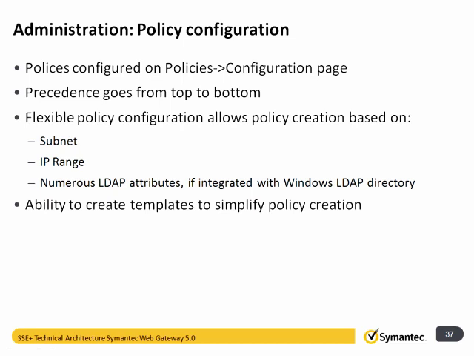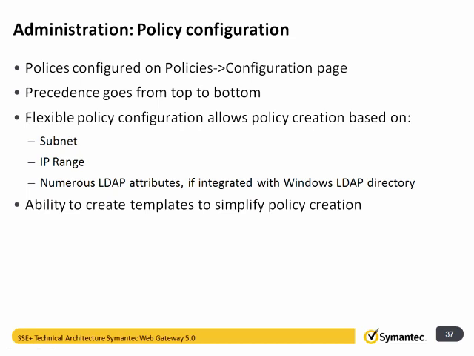When creating a new group policy, a key step is to identify the users or machines to whom the policy applies. Administrators have the ability to create group policies based on subnet, IP range, or numerous LDAP attributes if integrated with Windows Active Directory. For example, if integrated with Active Directory, users who belong to an IT organizational unit may be given access to a broader set of URLs and applications than users, say, belonging to an accounting organizational unit may be allowed.